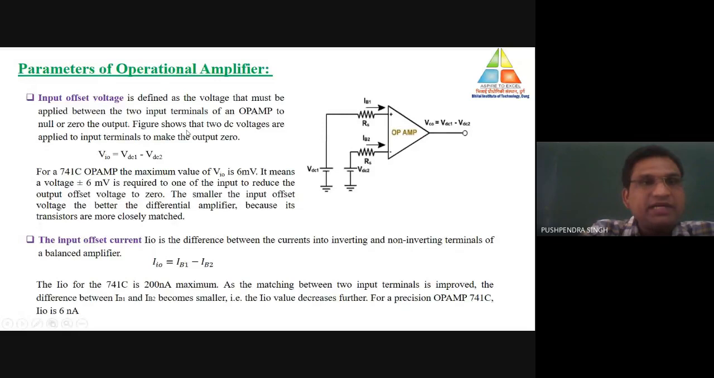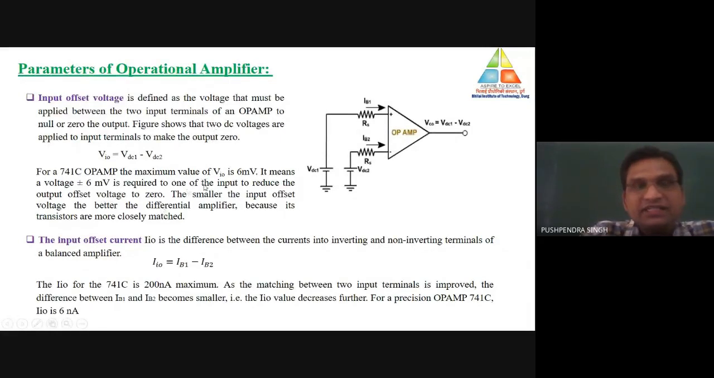The first parameter is input offset voltage. As we know, in case of an operational amplifier or any kind of circuit, if the value of input voltage is 0, then the output voltage must be 0. If we are not sourcing any signal to the op-amp or any circuit, then the output generated by that circuit should be 0 only. But suppose, without any input signal, we get an output at the output terminal of the op-amp.